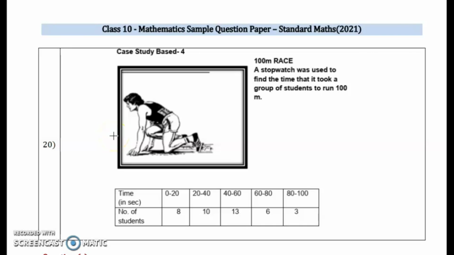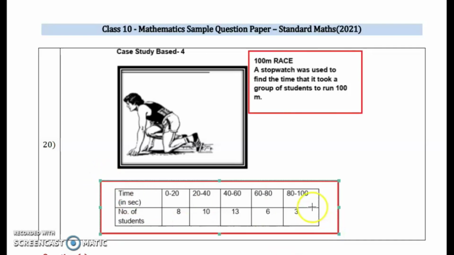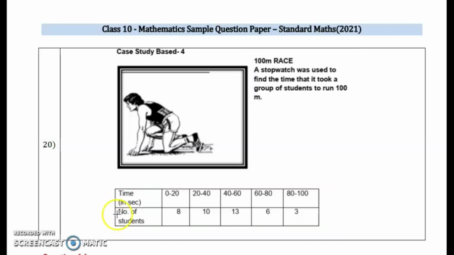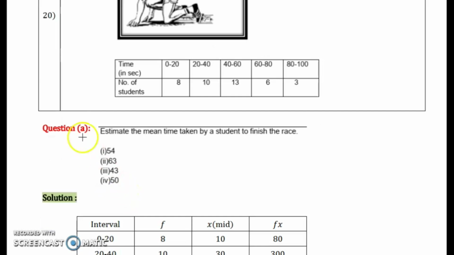Right? The next problem is going to be a 100-meter race problem. A stopwatch is used to find the time taken by a group of students to make a 100-meter dash. This is the table provided as information. Time is specified in seconds and the number of students is given in the next row, right? Therefore, what can we understand from here?